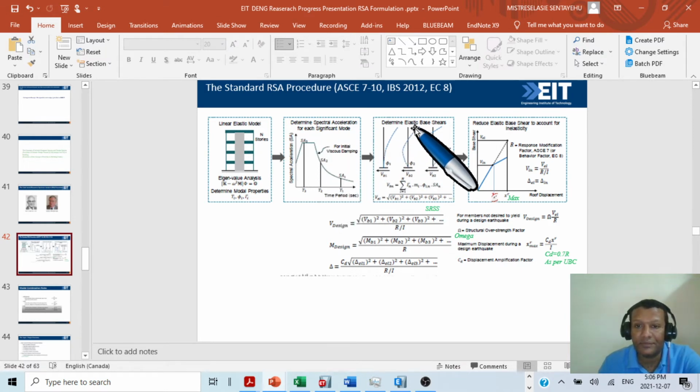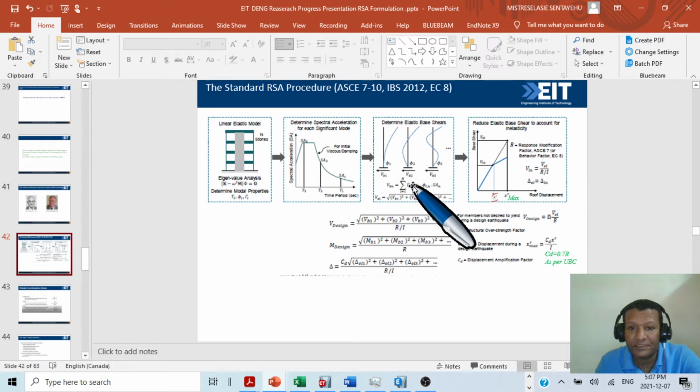Then we determine the elastic base shear. To determine the elastic base shear, once we find SA here, with this formula, the modal participation factor times mass times phi times SA, we will find the base shear reaction for each mode: mode 1, mode 2, mode 3.